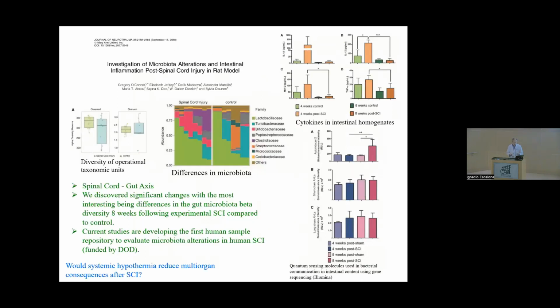This is a paper we published with the group in biochemistry, Sylvia Darnett, who's the chair of biochemistry, and we're looking at the changes in the gut microbiome, for example, and doing a lot of gene sequencing. So my question that I have written down, and we're going to try to approach that in the near future, is if you do systemic hypothermia, for example, in a patient with spinal cord injury, would that actually attenuate some of the multi-organ consequences of SCI? So we'll be looking at that experimentally, and we can also do that, obviously, with various biomarker approaches.